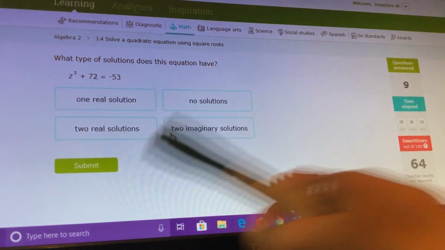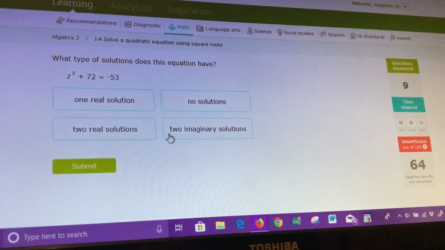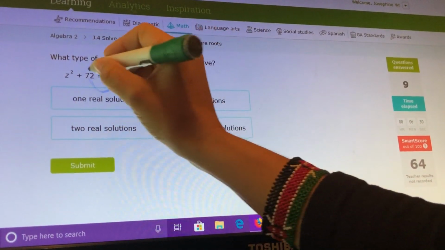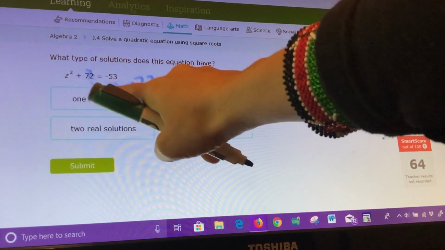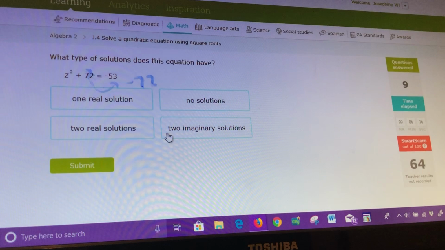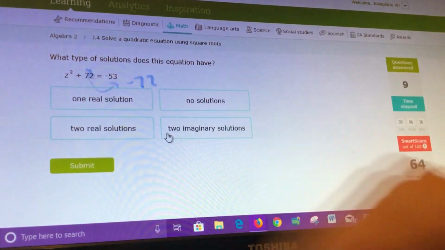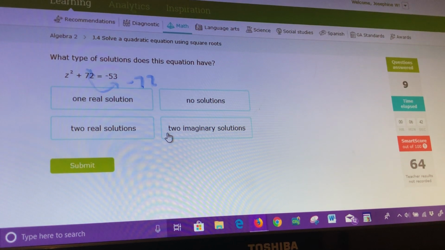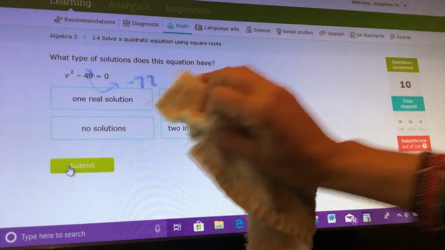All right. What type of solution does this equation have? So first thing you do is you take it to this side. It's going to be minus 72. When you subtract, 53 minus 72 is going to give you a bigger negative number. So I already know that this is going to be an imaginary solution. It's going to be plus or minus the square root of this negative number. So it's going to have an i in it. So it's going to be two imaginary solutions.